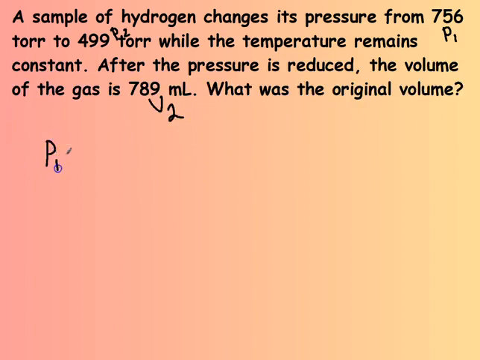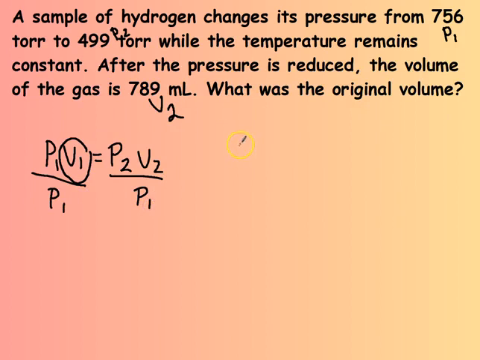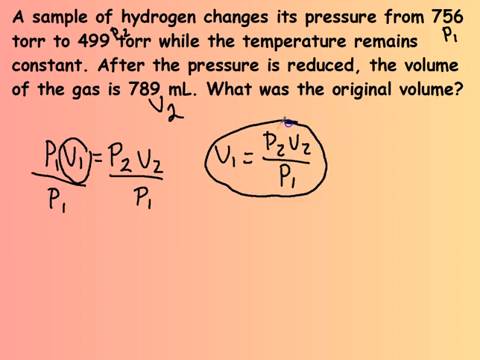So I'm going to write my formula. P1V1 equals P2V2. I want to know what was the original volume. What was volume 1? So in order to solve, I'm going to divide both sides by pressure 1. And then I'll get this formula. Volume 1 is equal to P2V2 over P1. So now this is the equation that I'm going to use because it's rewritten.